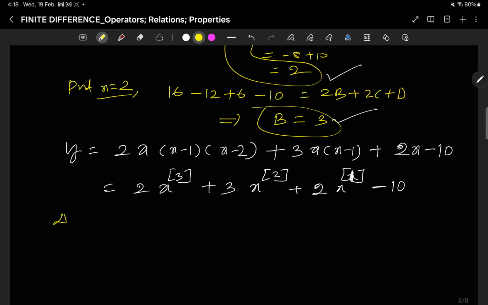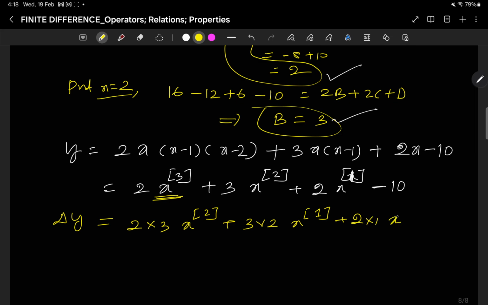Now coming to del y, using the usual formula, the derivative of x to the power n is n x to the power n minus 1. So it is 3 into 2, x to the power 2 plus 3 into 2, x to the power 1, plus 2 into 1, x to the power 0. And the derivative of a constant is 0. So this will be 6x to the power 2 factorial polynomial plus 6x to the power 1, plus 2. So this is your first difference.